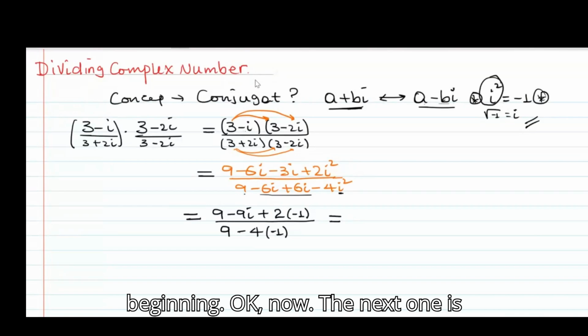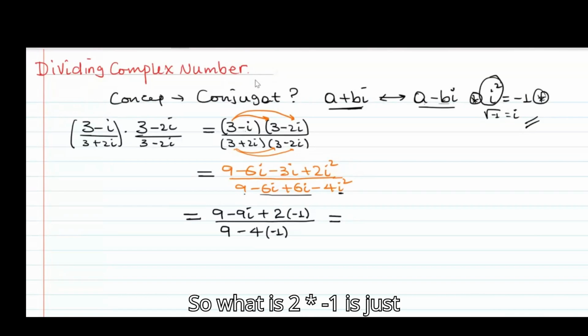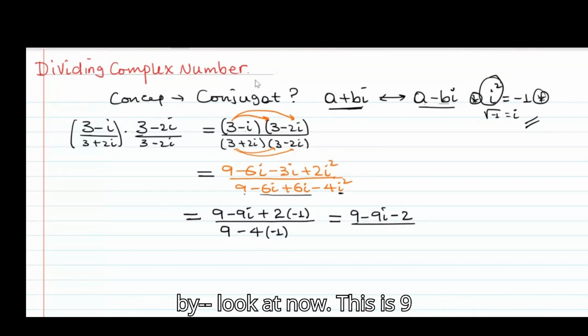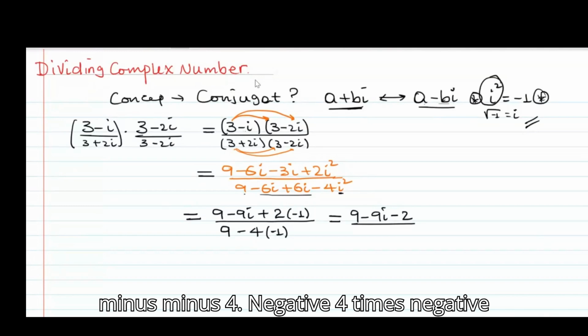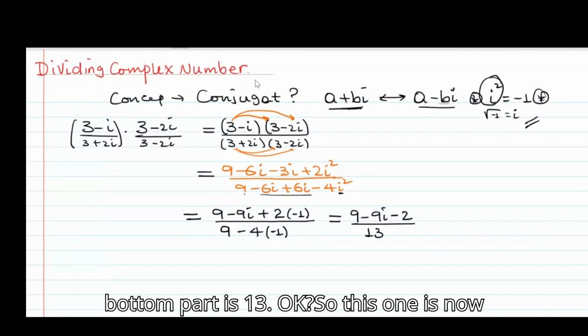Now, the next one is this. So let me clean up my numbers. What is 2 times negative 1? It is just negative 2. So this will be 9 minus 9i minus 2, because 2 times negative 1 is negative 2, divided by, look at now, this is 9 minus minus 4. Negative 4 times negative 1 is 4. 9 plus 4 is going to be 13. The bottom part is 13.